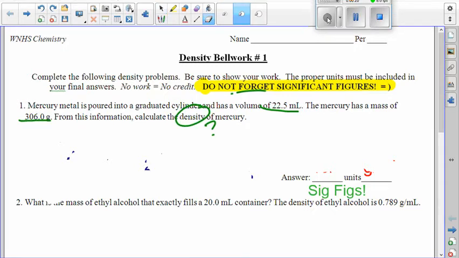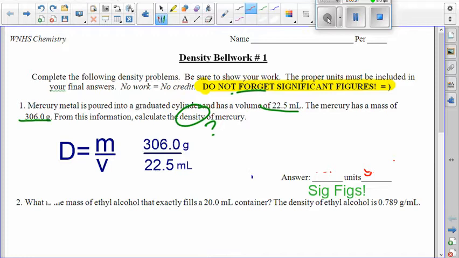So my density equation is D equals M over V. If I plug in my mass and my volume, I got 306.0 over 22.5. How many sig figs, Danielle, does 306.0 have? 4 sig figs. Sarah, what about 22.5? 3. So then, Laura, how many do I have to keep exactly in my final answer? 3. Yep, weakest link. No more, no less.